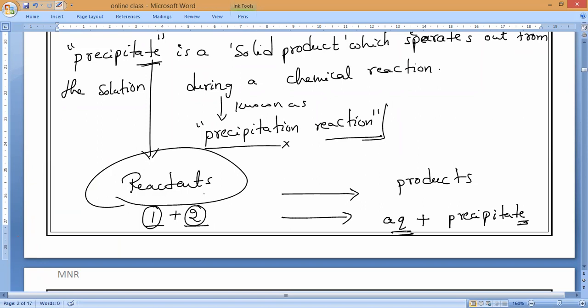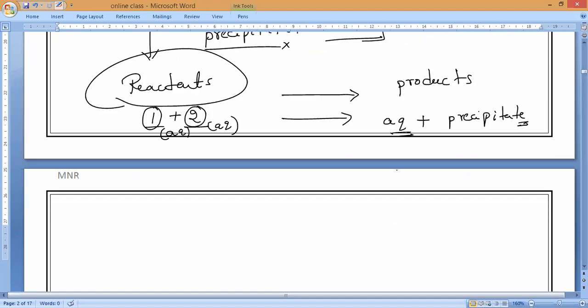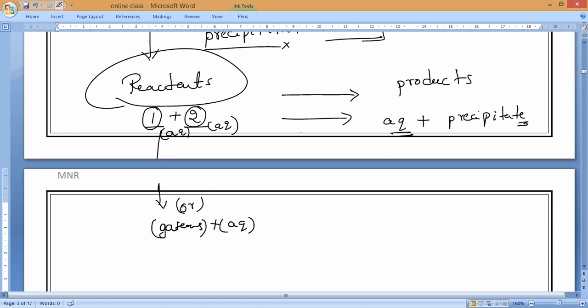But the reactants must be in the aqueous state, or one must be a gas and the other in the aqueous state. Either the substances must be in the aqueous state or in the gaseous state, gaseous plus aqueous. Then only will the precipitation reaction be carried out.